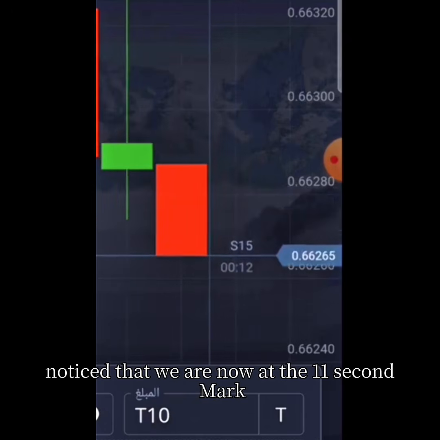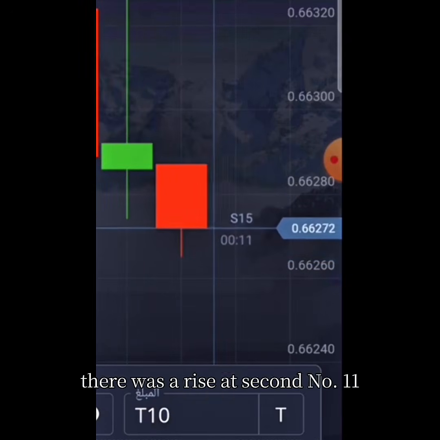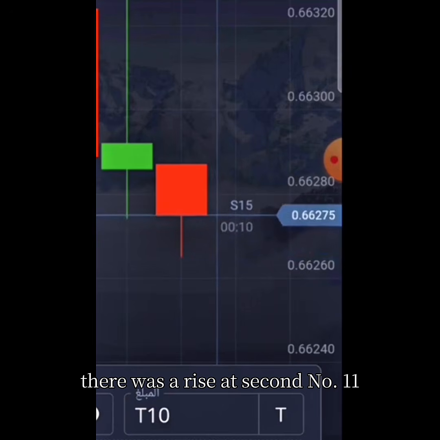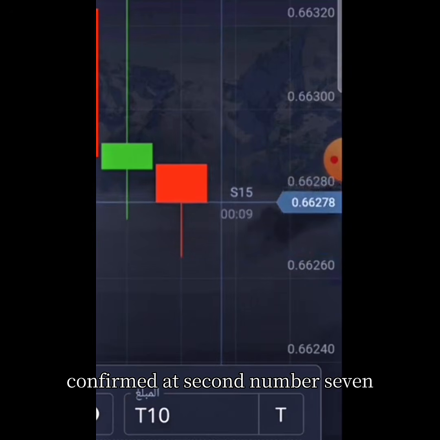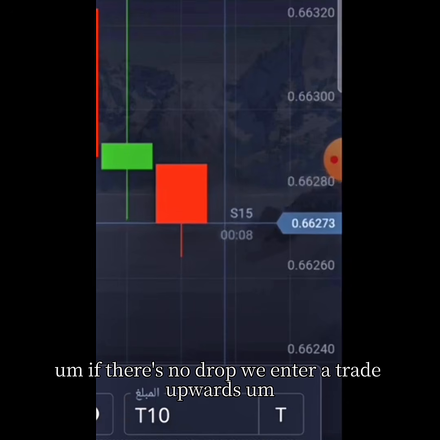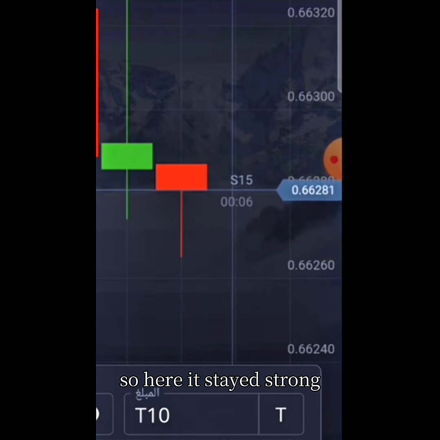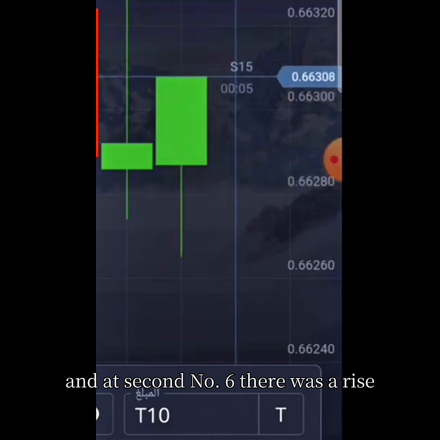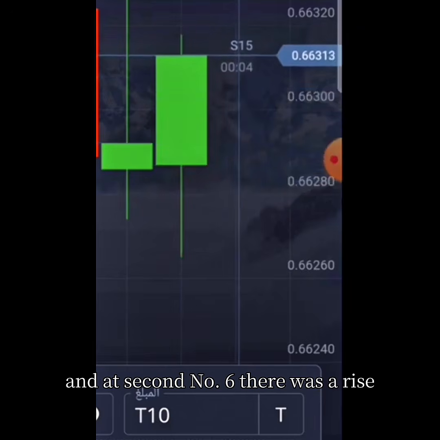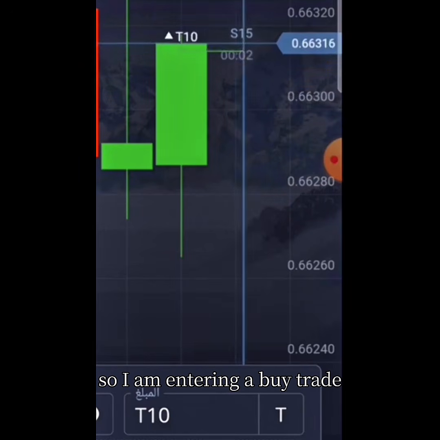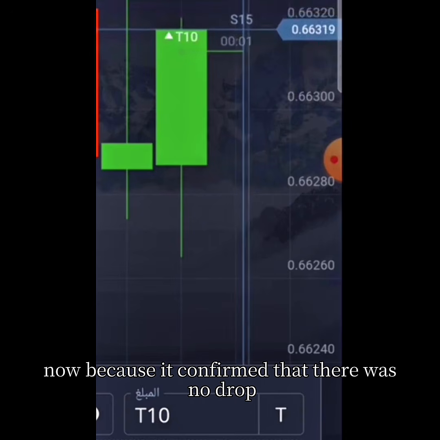Notice that we are now at the 11-second mark. There was a rise at second number 11, confirmed at second number 7. If there's no drop, we enter a trade upwards. So here it stayed strong, and at second number 6 there was a rise. So I am entering a buy trade now because it confirmed that there was no drop.